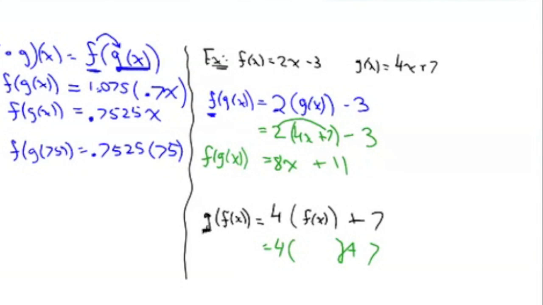Well, what's f of x? 4x minus 3. And you simplify this one. This becomes 8x minus 12 plus 7, better known as minus 5. So this would be g of f of x. So generally, f of g of x is different than g of f of x, except for that one special case, which we'll talk about next time, which is really important.